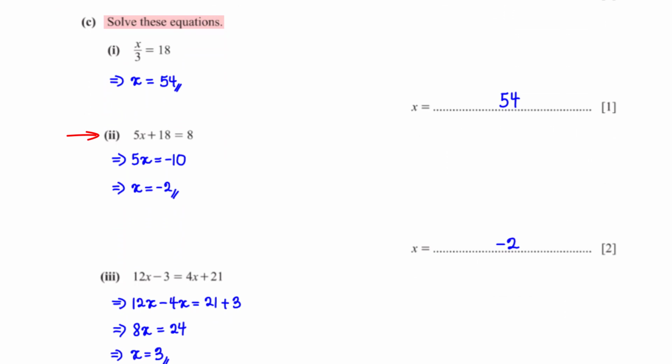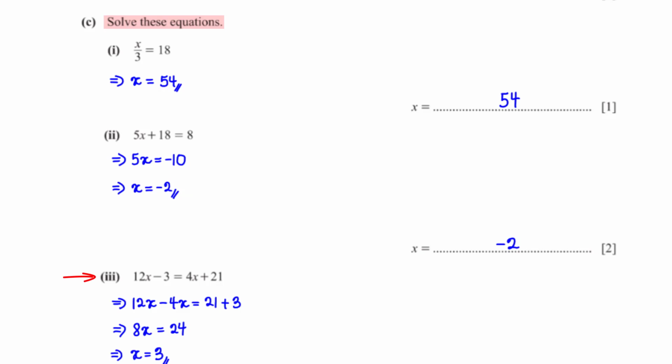5x plus 18 equals 8. When we subtract 18 from both sides, we have 5x equals negative 10. And when we divide both sides by 5, we get x equals negative 2.